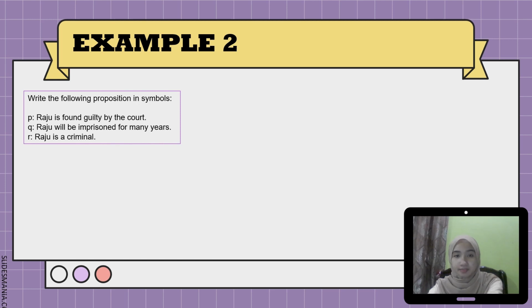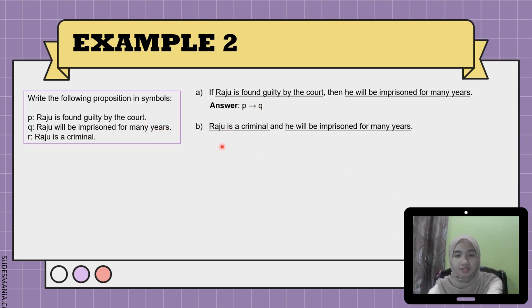For example 2, write the following propositions in symbols. P, Raju is found guilty by the court. Q, Raju will be imprisoned for many years. R, Raju is a criminal. A, if Raju is found guilty by the court, then he will be imprisoned for many years. There are if and then, so the answer is P implies Q.